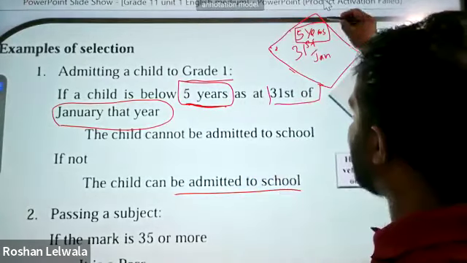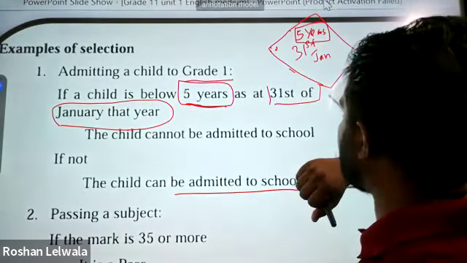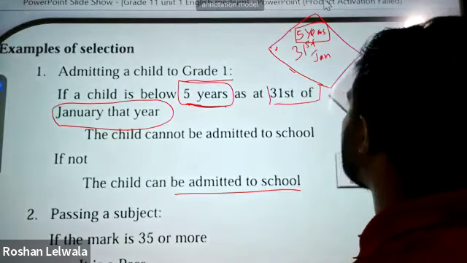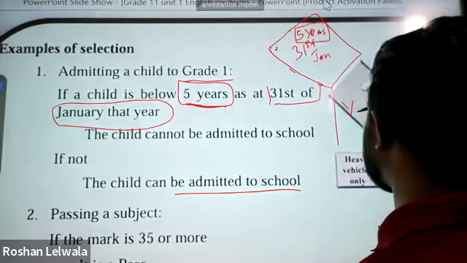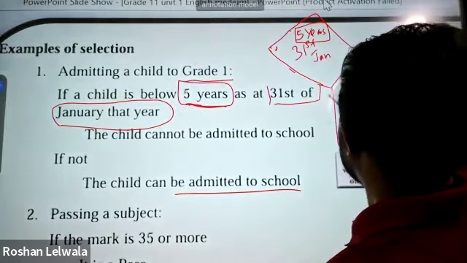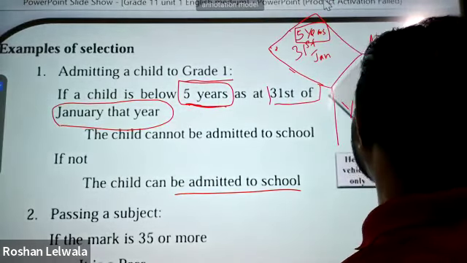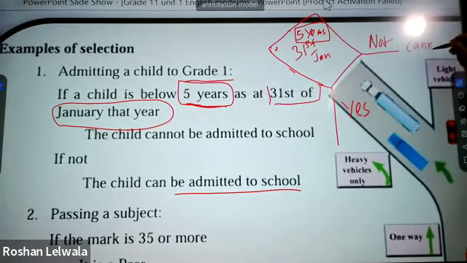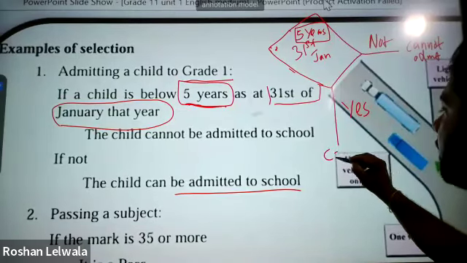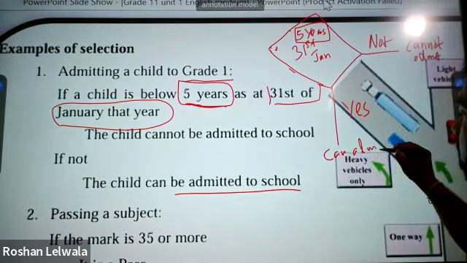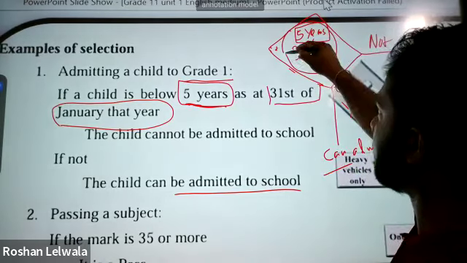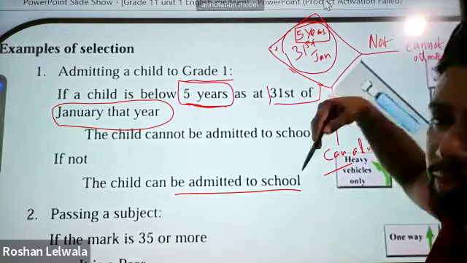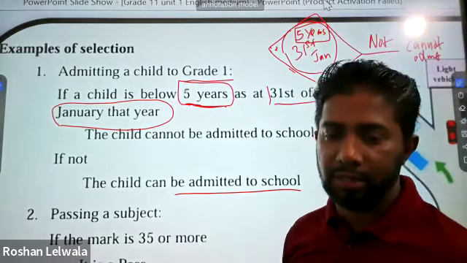So you have to think here. If the student is 5 years old by 31st of January, then we can admit to the class. Yes. If not, cannot admit. Then can admit. Okay, like that the condition is here. According to the condition, there are two selections, yes or no. So you have to select the condition.